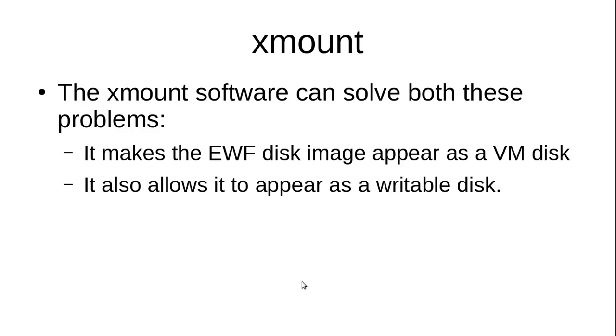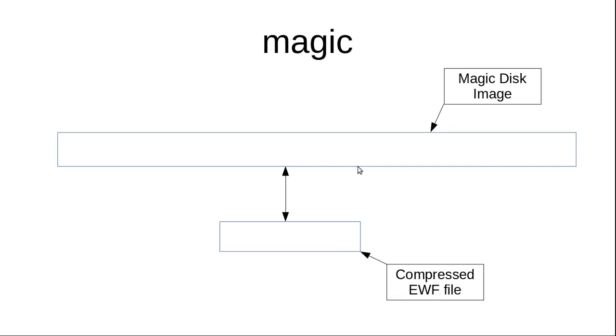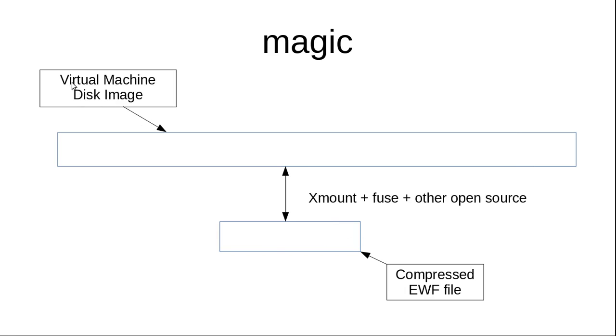except it's not really a problem because there's a program called Xmount which can fix it. It can make the EWF disk image appear as a VM disk, and it also allows it to appear as a writable disk. So if you imagine that this is the disk image, it might be, let's say, 10 gigabytes, and this might be the compressed version, it might be, say, 3 gigabytes. And the virtual machine software will just see a file like this. Underneath, backing it, is the EWF file, or maybe there might be more than one.